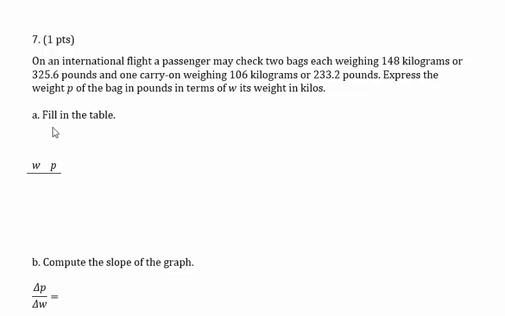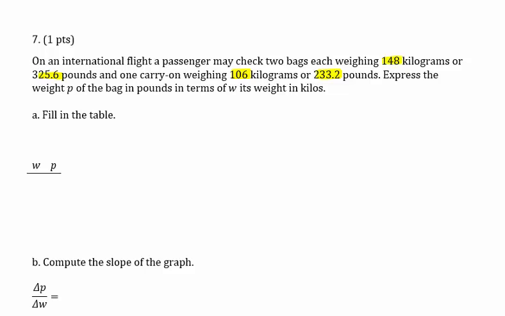Okay, so what we're going to do is try to make a table of values. We're given some information both for the bag's weights in pounds and kilograms. So we're going to just highlight this information and then write it as ordered pairs.